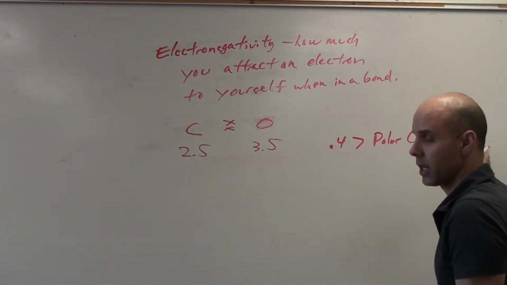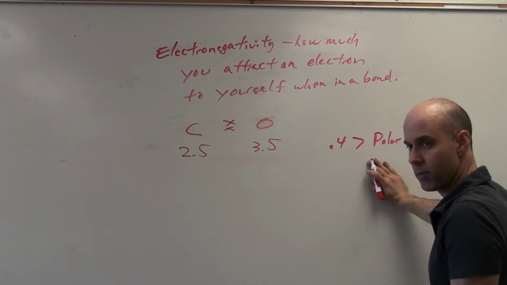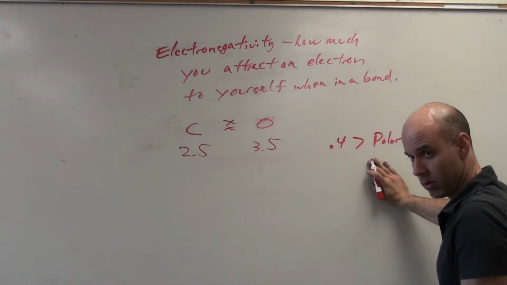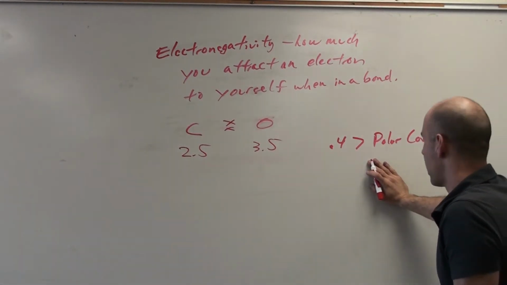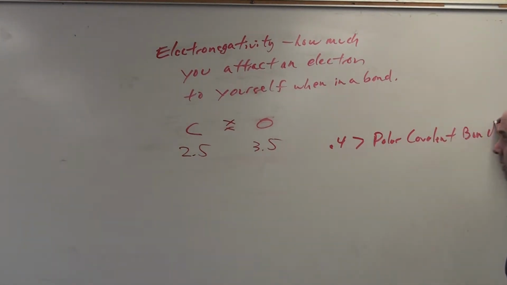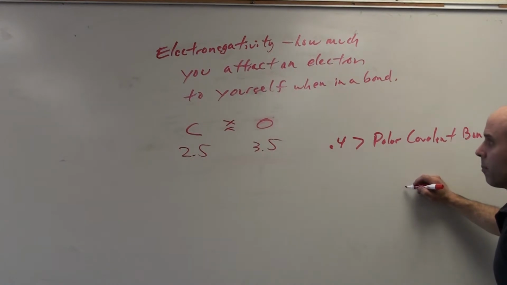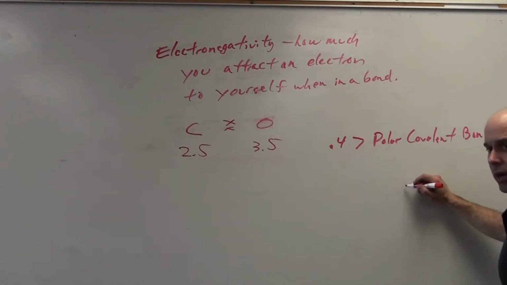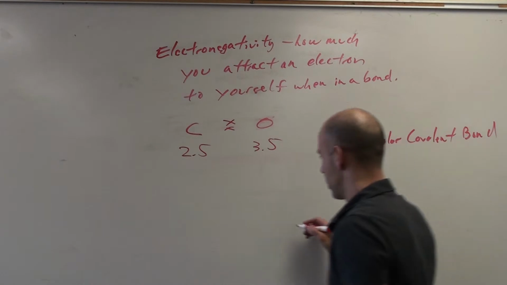That's usually not how you determine whether something has a dipole. Okay. So, if the electronegativity difference is greater than 0.4, it's a polar covalent bond. But it doesn't tell you whether or not your molecule is polar. So don't confuse polar bonds with polar molecules. And I'll give you an example here.